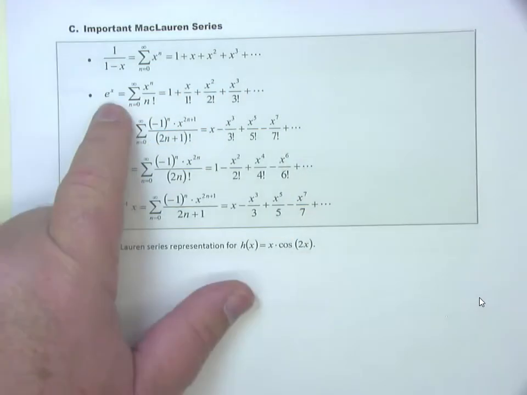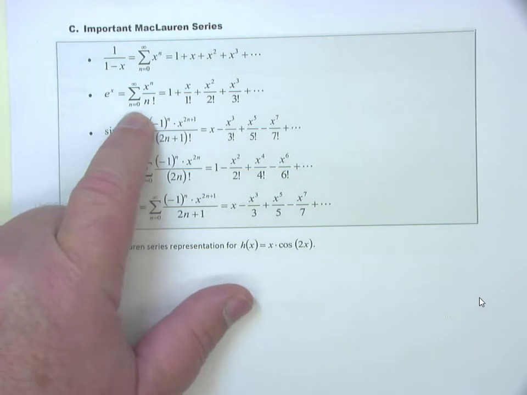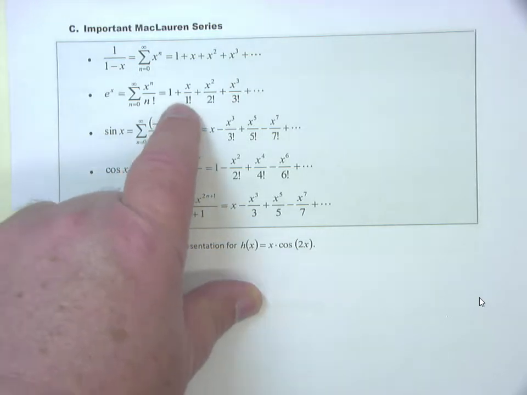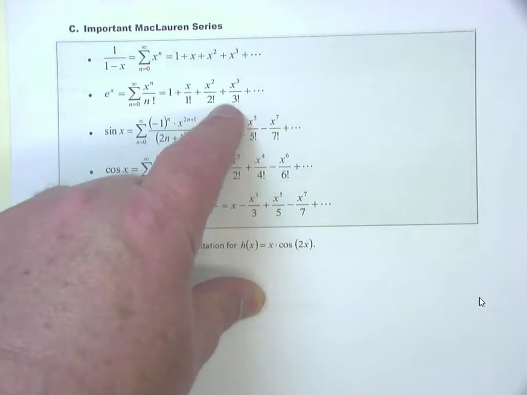This one right here, e to the x. We derived that one ourselves. That's the sum as n goes from 0 to infinity of x to the n over n factorial, which is equal to 1 plus x over 1 factorial plus x squared over 2 factorial plus x cubed over 3 factorial plus dot, dot, dot.